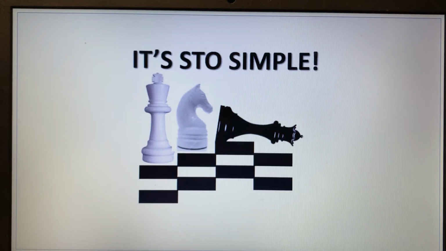Welcome to It's STO Simple. This is an educational tutorial on the use of solo timed observation, or what I call STO, in determining Earth's true surface shape.